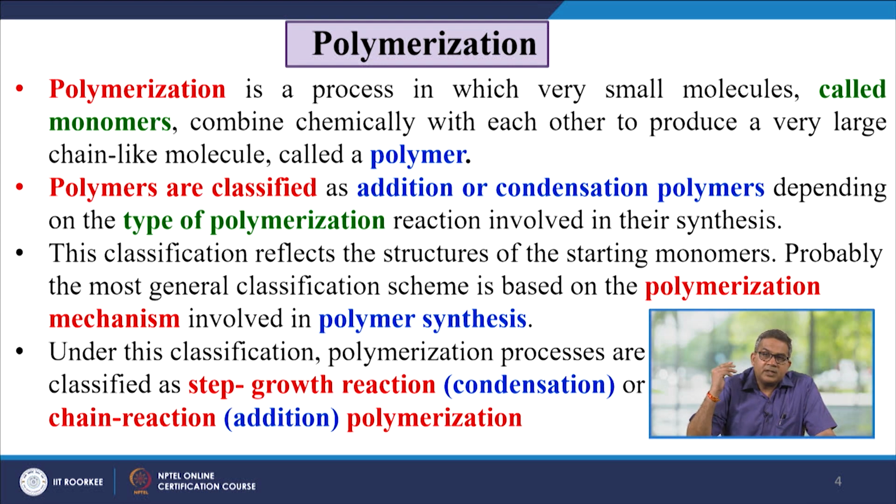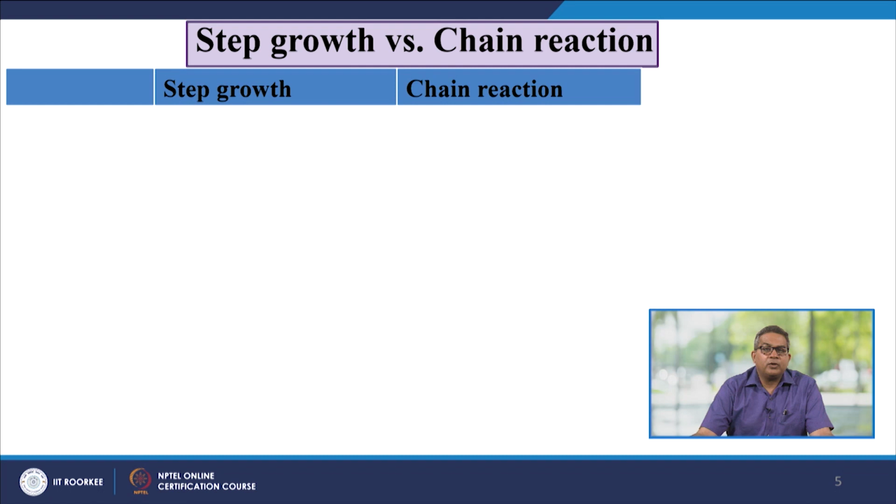Polymers are basically classified as addition or condensation polymers depending upon the type of polymerization reactions involved in their synthesis. This classification reflects the structure of the starting monomers. Probably the most general classification scheme is based on the polymerization mechanism involved in the polymer synthesis. Under this classification, polymerization processes are classified as step growth polymerization, which is called condensation polymerization, and chain growth polymerization or chain reaction polymerization, which is called addition polymerization.